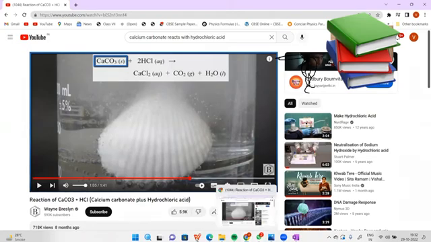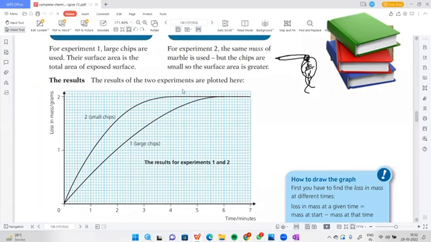So the graph will also be what? More exothermic. After that, both will be stable. Here it is stable, right? But here is less and here is more. That's it. Okay.